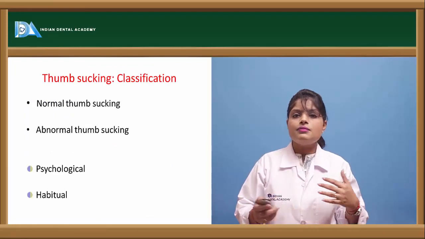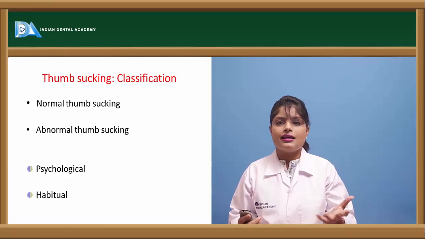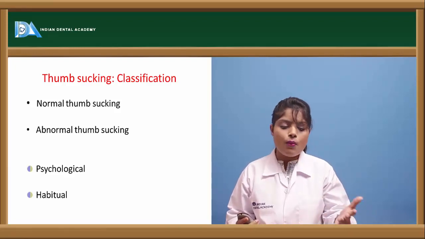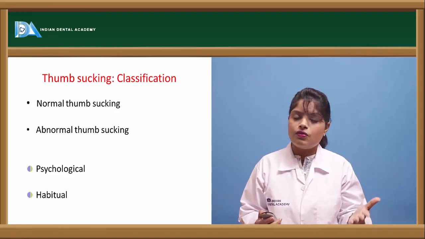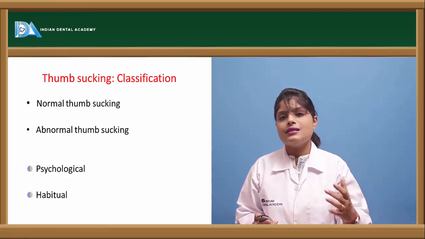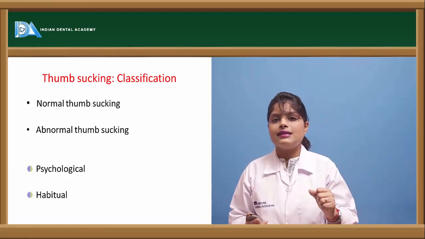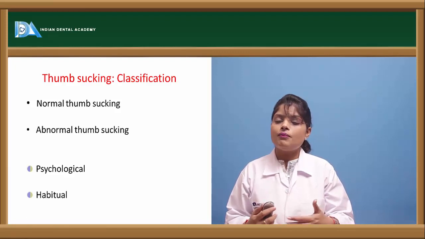So what is the thumb classification? Now, it can be classified as either normal or abnormal. Normal thumb sucking comes under 2 years of age. For example, as the infant is in the womb, it has the habit of placing the thumb into the mouth. So this habit is carried from the womb of the mother.